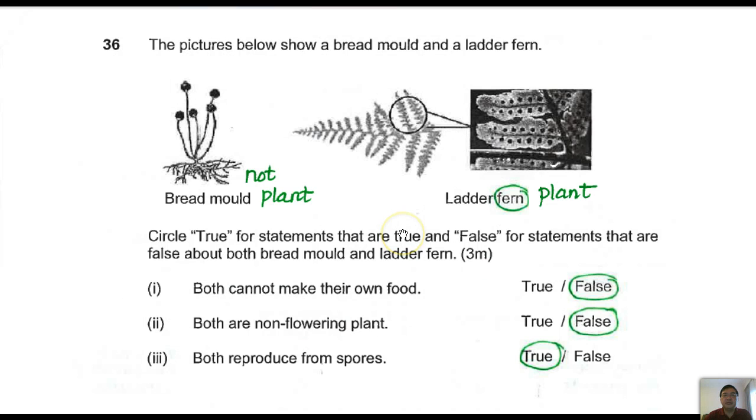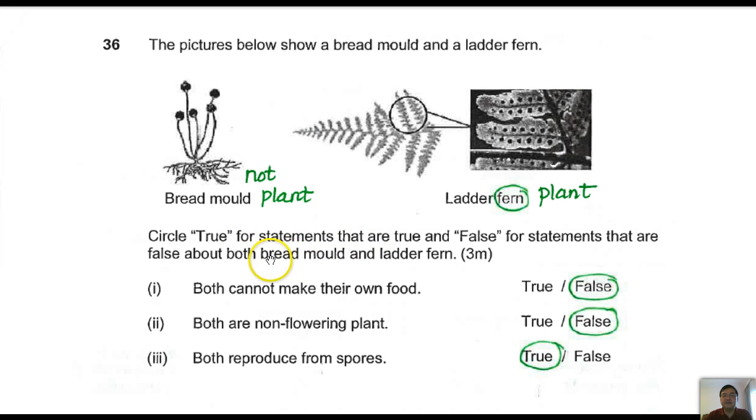Right, let's carry on to number 36. The picture below shows two pictures, a bread mold and a ladder fern. Now take a look here very carefully. This is fungi, bread mold, and this is the plant. Fern is a plant. Circle true for the statements that are true and false for the statements that are false.